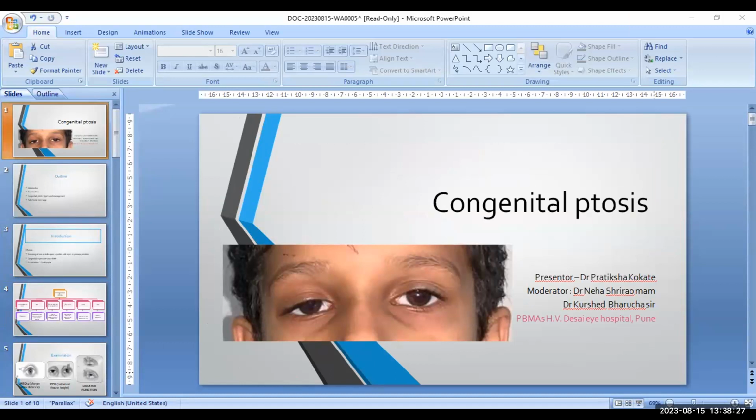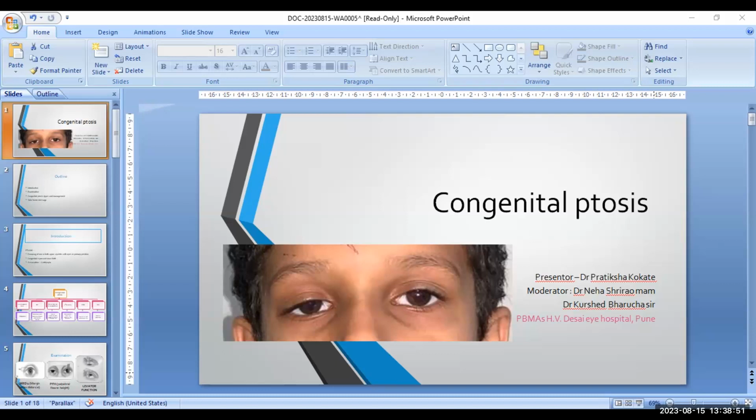Pratiksha, please start. Today's topic is congenital ptosis. I'm covering this topic under this heading. So what is ptosis? It is drooping of one or both upper eyelids with eyes in primary position. As we know, congenital means present since birth, and the complication of ptosis is amblyopia. There are various types of congenital ptosis.